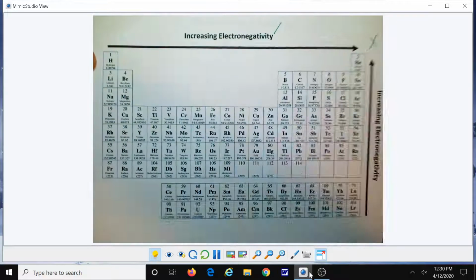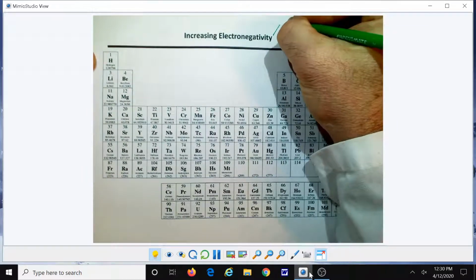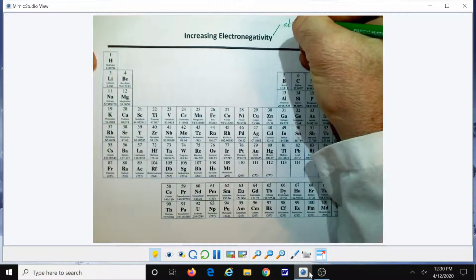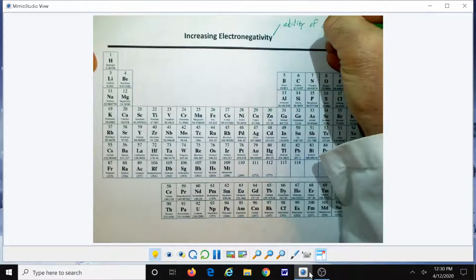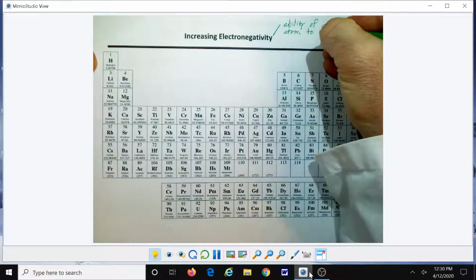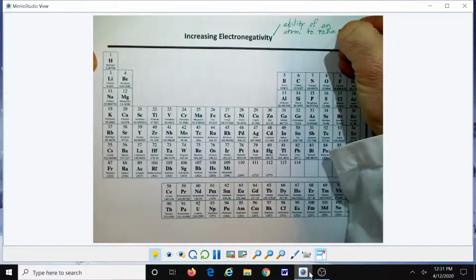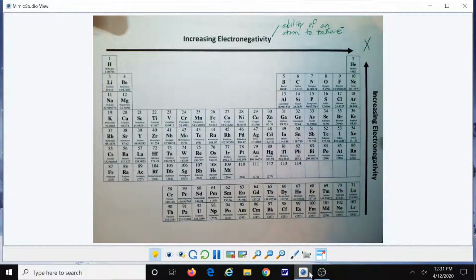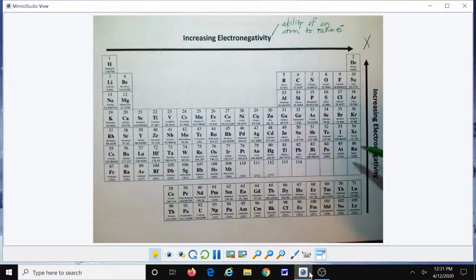So electronegativity is the ability of an atom to take an electron or steal an electron, however you want to think of it.